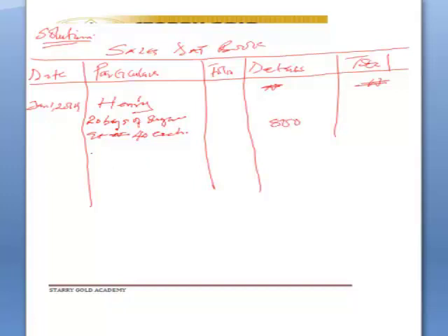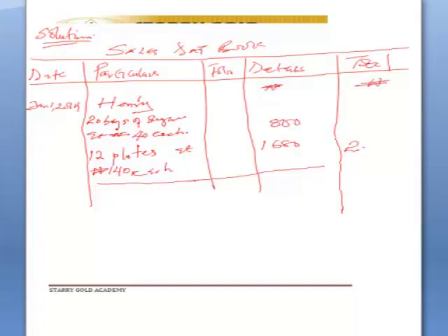Then the next is 12 plates at 140 naira each, and that is 12 times 140, and that will give us 1680. So the total transaction of Henry is 2480.